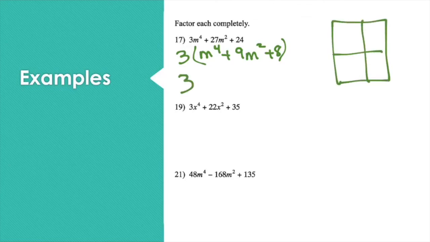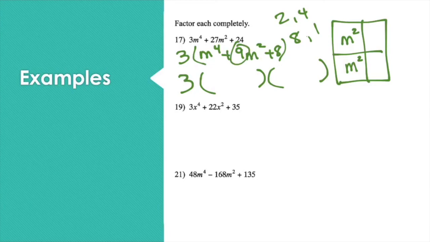We're going to keep our 3 there, but when we're done, we'll have 2 binomials. So we're going to do this m to the 4th plus 9m squared plus 8. What multiplies to be m to the 4th? We're going to do m squared and m squared, because in that quadratic form, these are going to have to be the same. Then we ask ourselves, what multiplies to be 8? We have 2 and 4 and 8 and 1, and we want them to add up or subtract to be 9, and it looks like that works right there, 8 and 1.